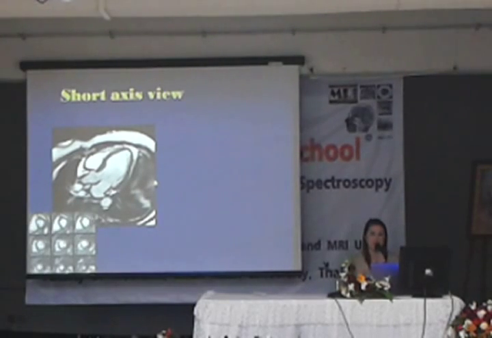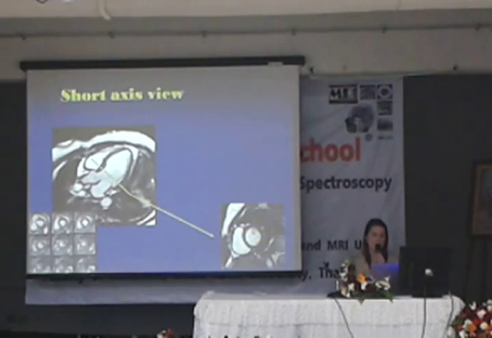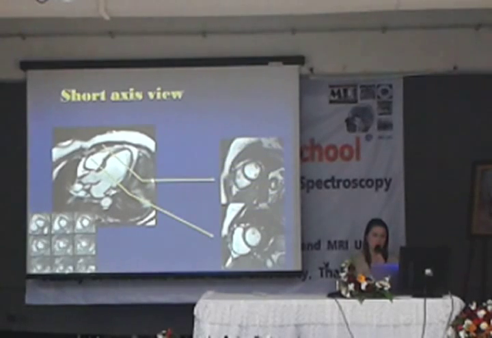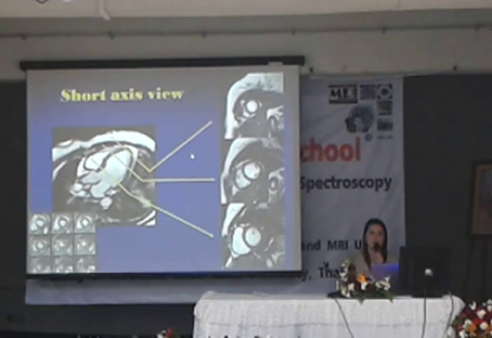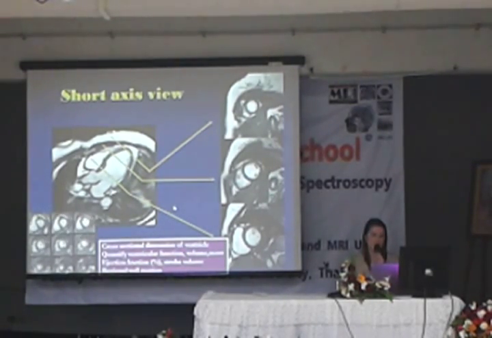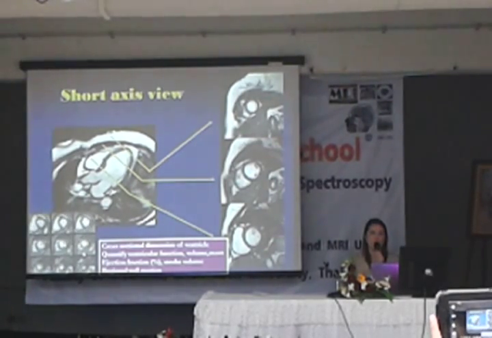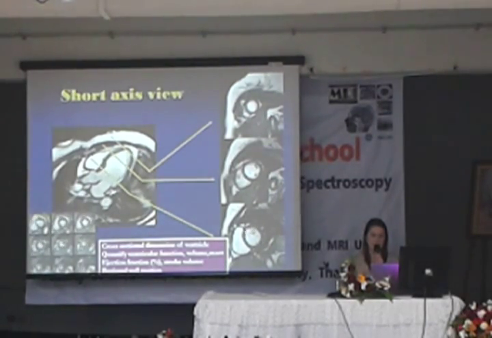Using the previously derived 3-chamber view, we prescribe the short axis images at the basal, mid, and apical parts of the left ventricle. We use this view for quantification of ventricular function, including volume, mass, ejection fraction, and stroke volume, and also for evaluation of regional wall motion. You can visualize the left ventricle looking like a donut in the short axis view.